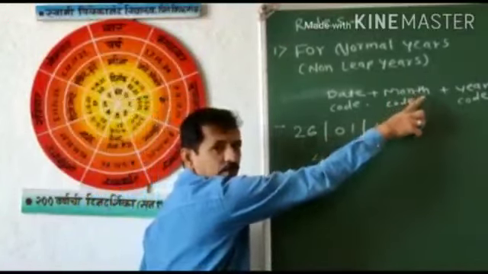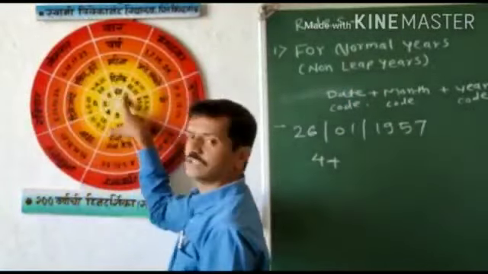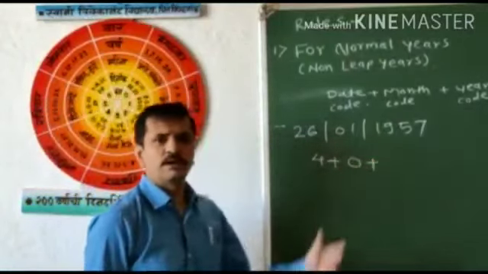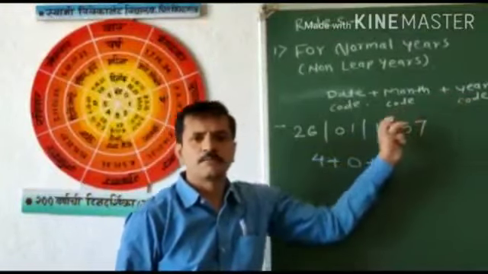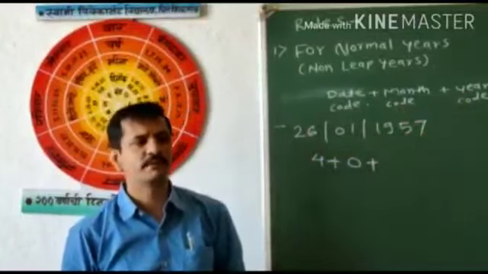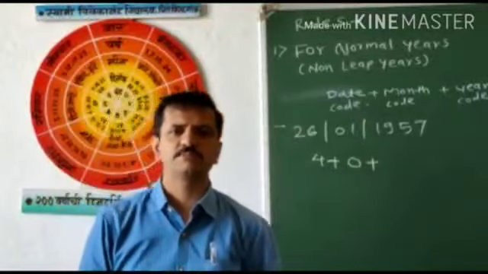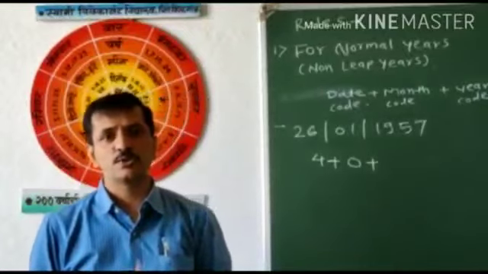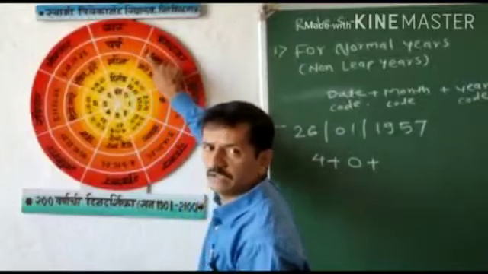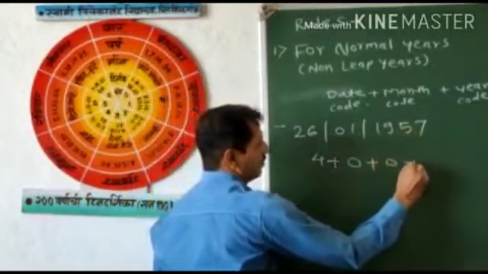Now we have to find month code. For January the month code is 0. Date code 4, month code 0. And for year code, from 1900 there are 57 years complete. 57 divided by 28. 28 twos are 56. 57 minus 56, remainder is 1. So that remainder 1 we look in year circle. Here is 1. And 1 has code 0. So our year code is 0.